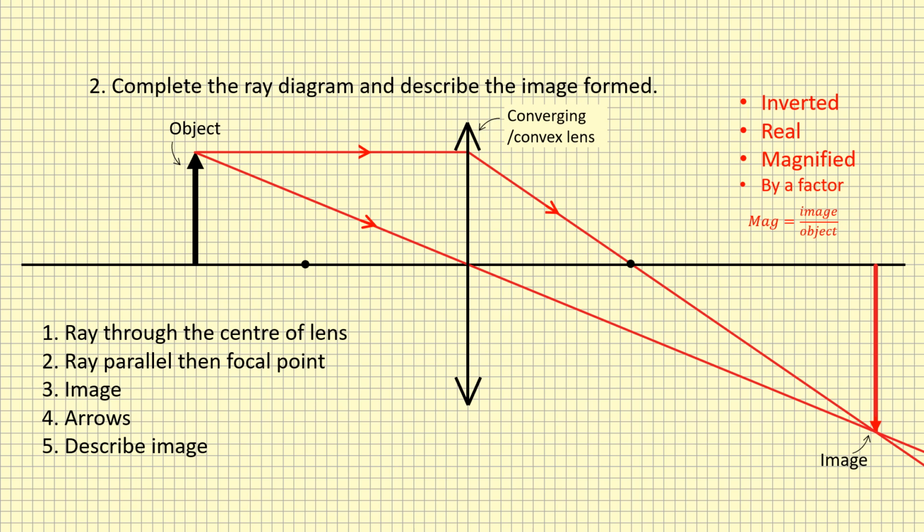And finally, we need to give the factor. So again, using our equation, image size over object size, let's count the squares and figure out the size of each one.